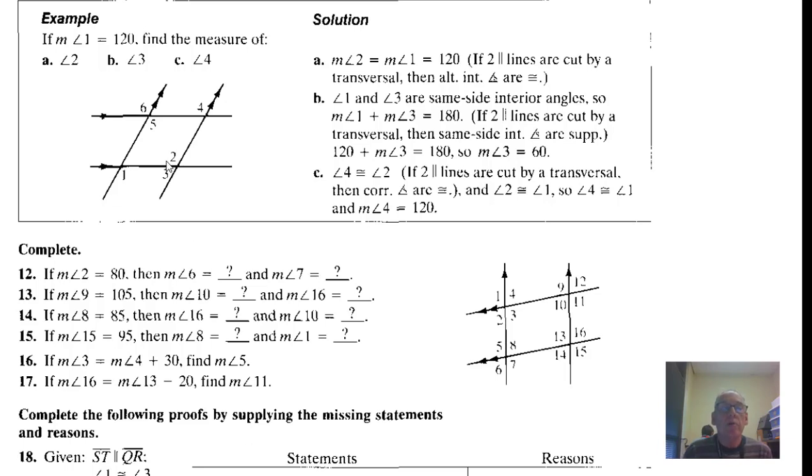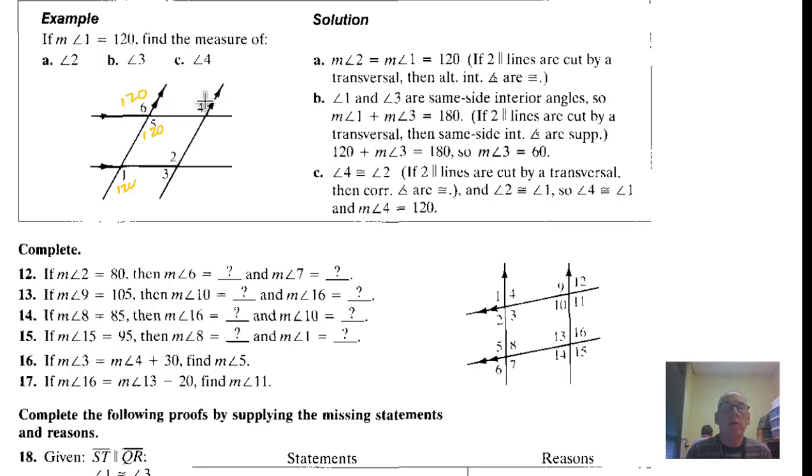So let's look at our example. If the measure of angle 1 is 120, find the measure of these other angles. So let's see. They're showing us that we have a system of 2 sets of parallel lines. And so if we look at angle 1, we can see that angle 1 and angle 5 are corresponding. So if 1 is 120, angle 5 is going to be 120. By vertical angles, angle 6 is going to have a measure of 120.